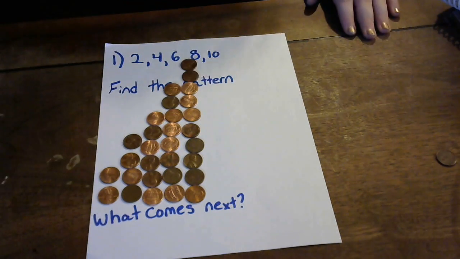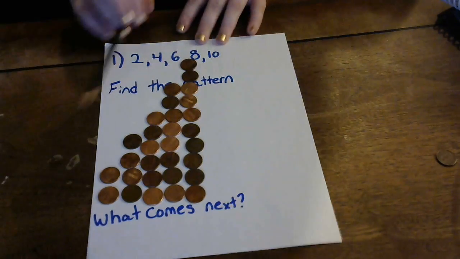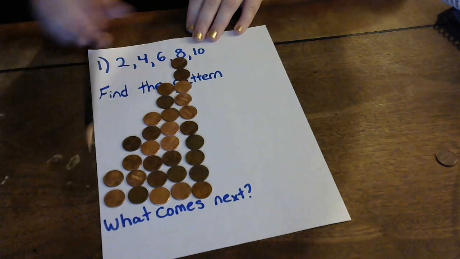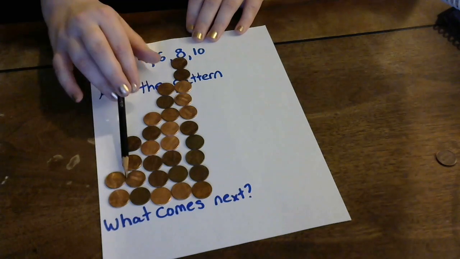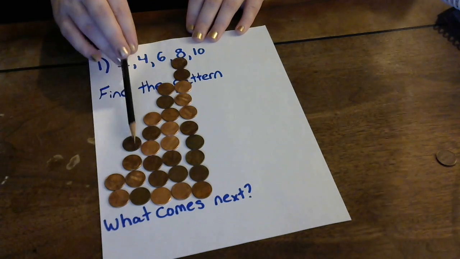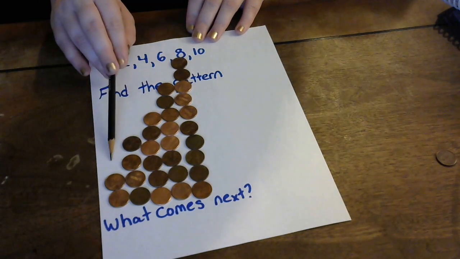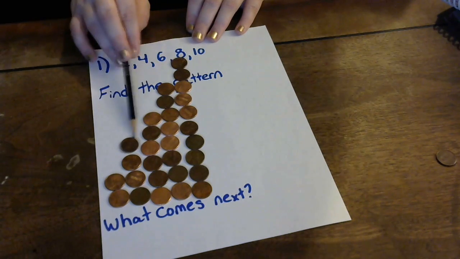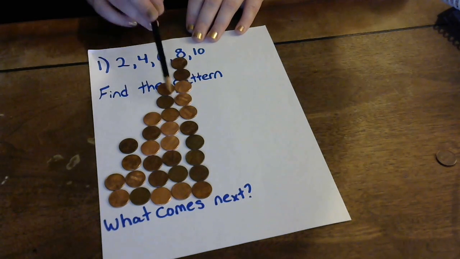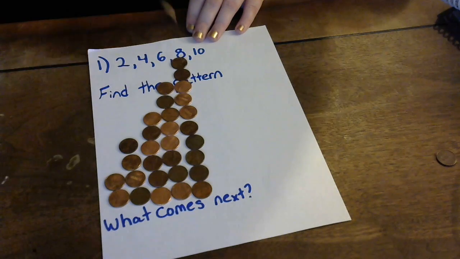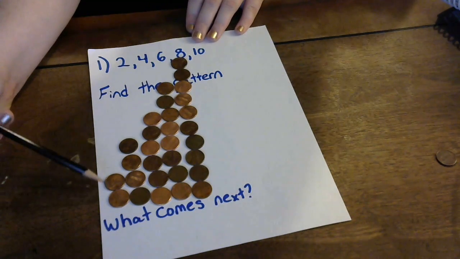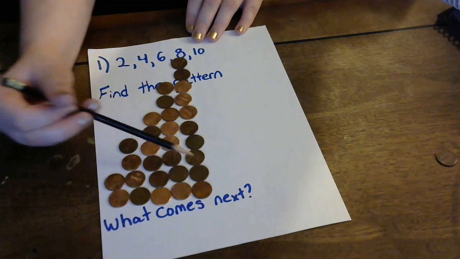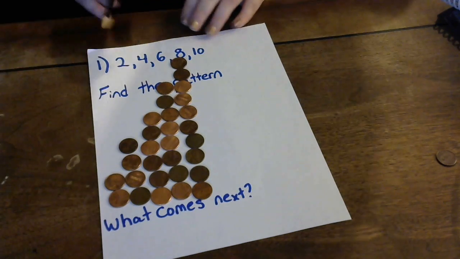Okay, and using this, we can see that each time is getting bigger. Our stacks are getting bigger. So we can look at this, and we see that there's 2 more pennies in this row than there are in that row. If we look at this one, there are also 2 more pennies, and 2 more pennies, and then 2 more pennies. So from this, we can realize that it's plus 2 every time. So 2, 4, 6, 8, 10 is plus 2 each time.